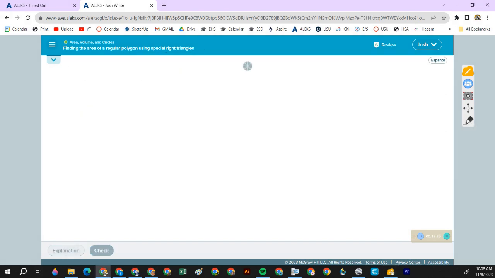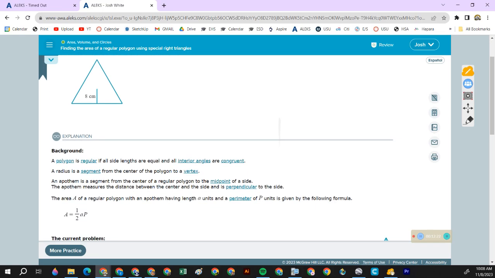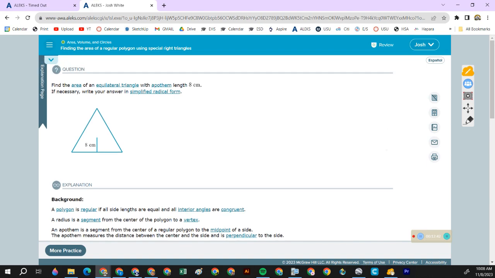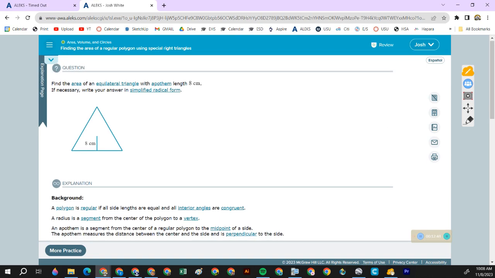Okay. We're going to have to look inside here. Okay. The area of a regular polygon with an apothem having length A units and a perimeter of P has the following formula. The area is 1/2 times the apothem times its perimeter. They didn't tell us the perimeter, did they? Find the area of equilateral triangle with the perimeter.